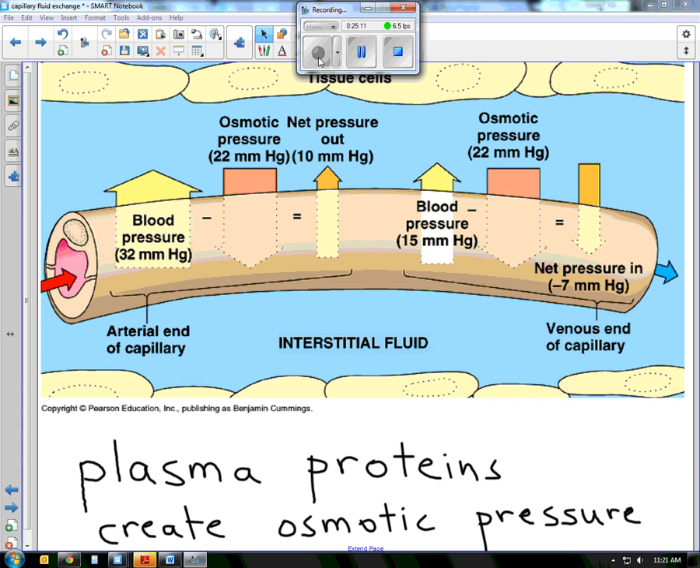On this slide here, I think we need to just talk about why osmotic pressure never changes. So take a good look here. Here you have an arterial end, here's the venule end. The capillaries would be somewhere in the middle. You can see that the osmotic pressure doesn't change, but you can see that the blood pressure is changing.